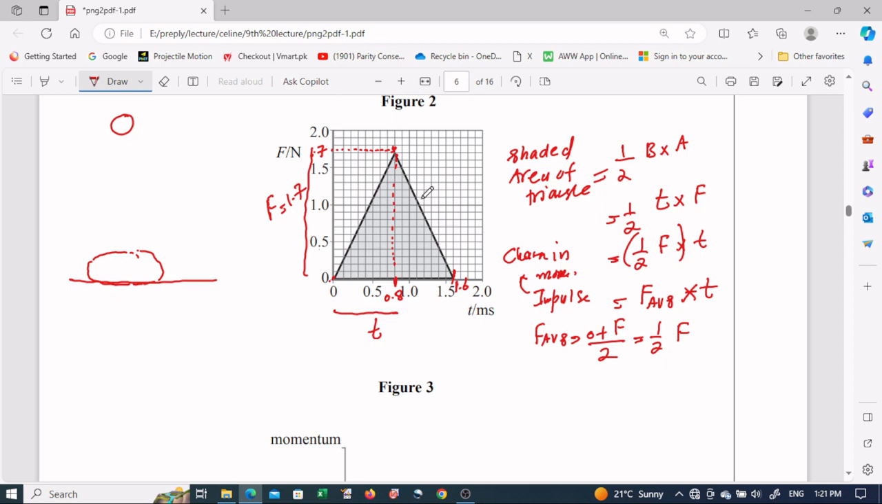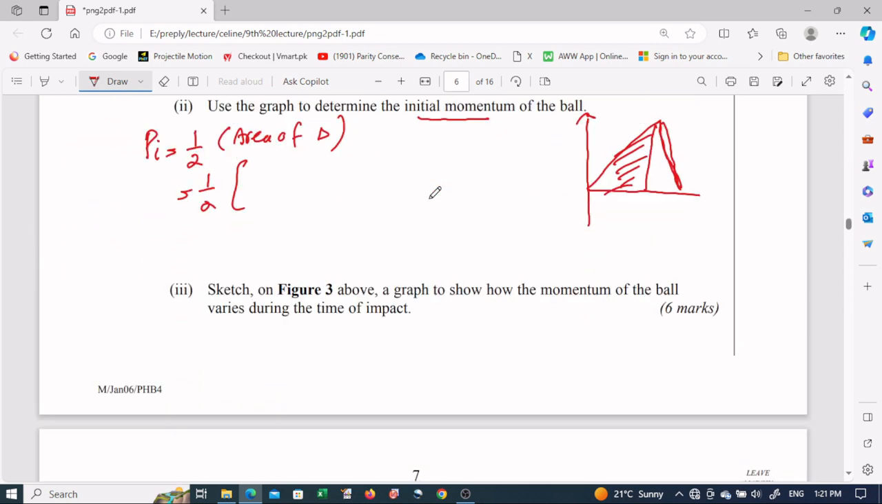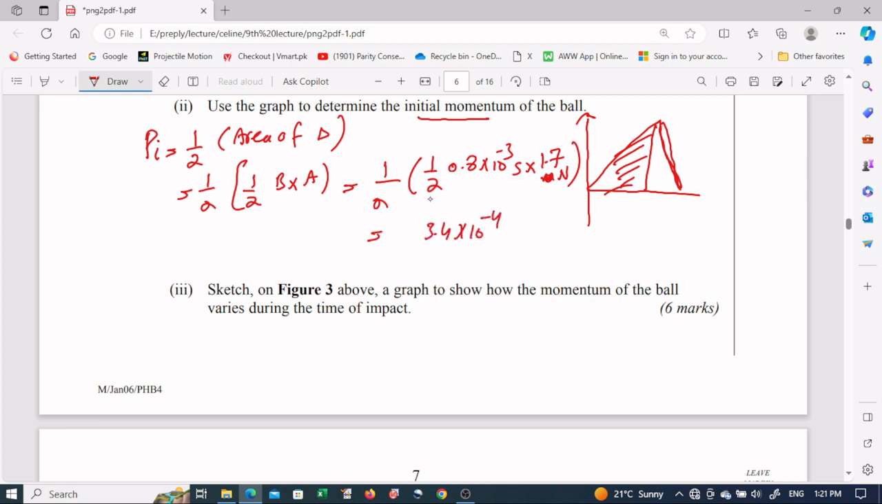So if we want to find the area, we have half base into altitude. Half the base is 0.8 into 10 to the power minus 3, because we have milliseconds, and the perpendicular altitude is 1.7 newtons. So we get the answer 3.4 into 10 to the power minus 4 newton second, or kilogram meter per second.